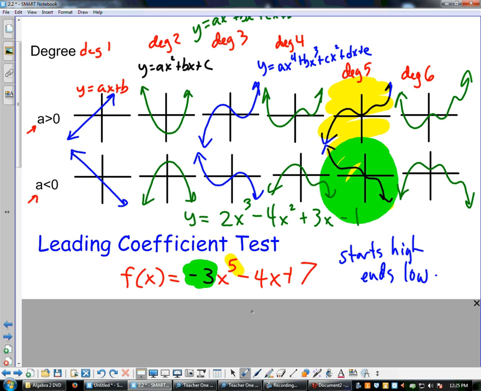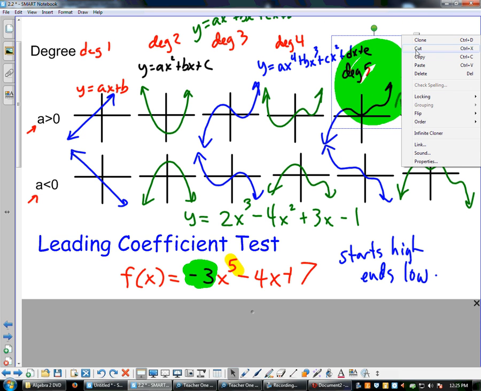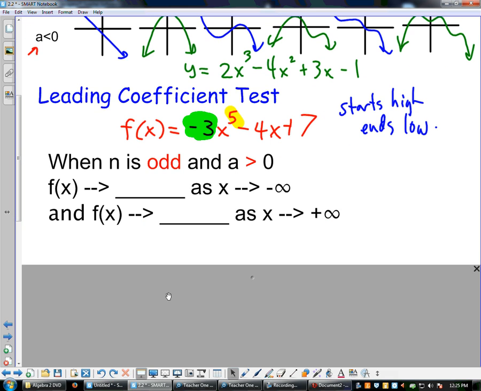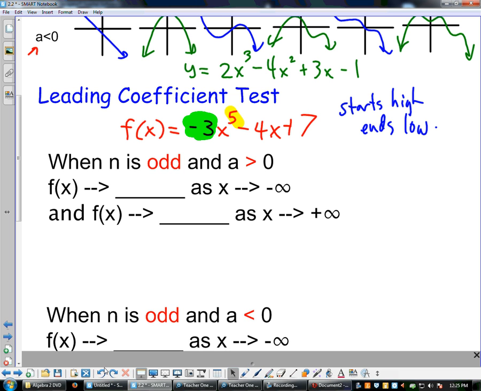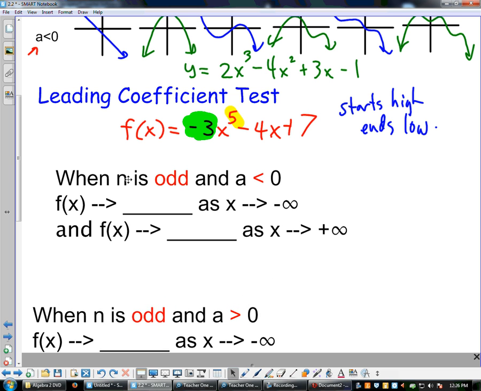Everybody agree? All right. So what I want you to do, though, is make some generalizations about these pictures that we have just drawn. So I want to know what happens every time, for example, when n is odd and the leading coefficient is greater than 0. Well, that's not the one I started with. I started with this one, so let me get this one up first. I gave you an example like this, didn't I?